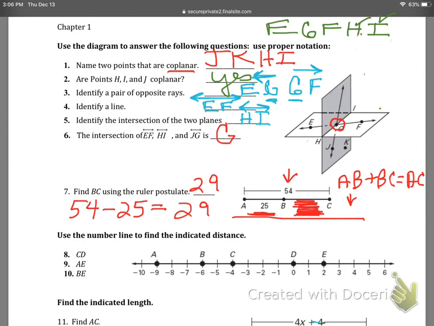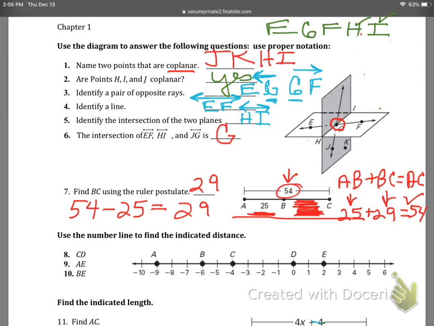Okay, so let's make sure everything works. They gave us 25 here. We just found 29. And if I add them together, I should get 54. And if I do the math, I do get that. So my answer of 29 is correct.